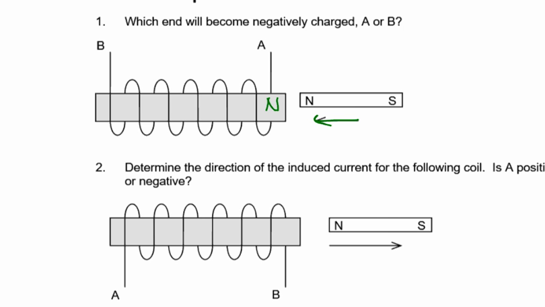So if that's a north end, and the question's asking which end will become negatively charged, it's easiest to use my left hand on this one. So point your thumb at the north pole. Figure out which way your fingers wrap around this guy. If that's your left hand there, you should see that your fingers wrap around this way. So your electrons should be gathering on that end. So this would become the negatively charged end, so B.